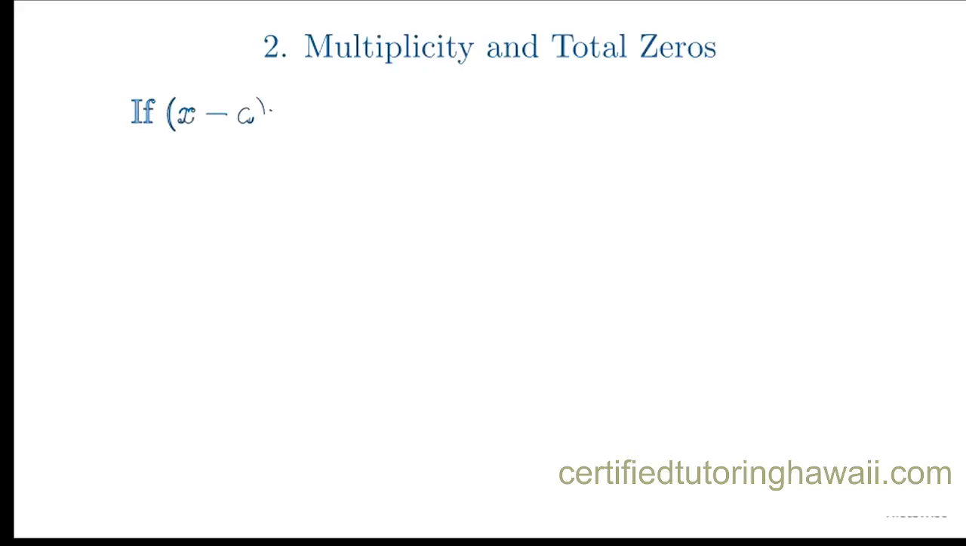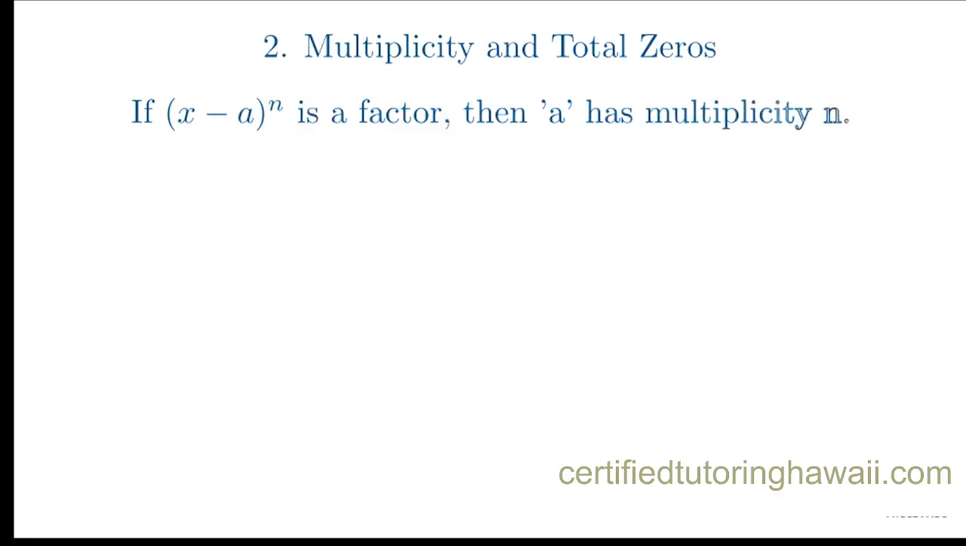the factors. Our next topic is multiplicity and the total number of zeros a polynomial can have. The multiplicity of a zero a is simply how many times the linear factor x minus a appears in the factored form of the polynomial. Think of it as the power of the factor. A factor raised to the power n means its corresponding zero has multiplicity n. This value, n, is crucial because it dictates the graph's behavior at that x-intercept.